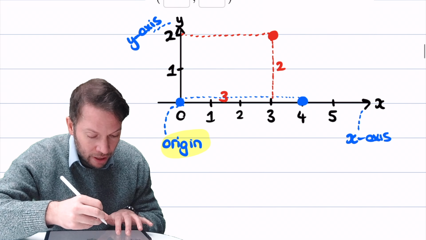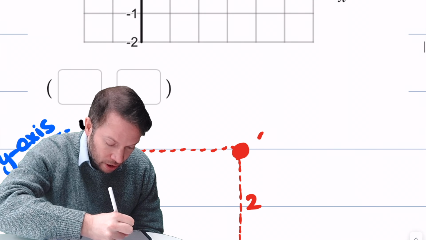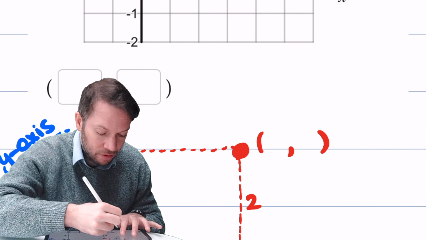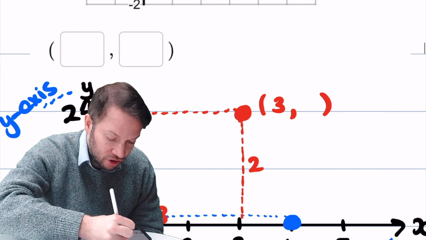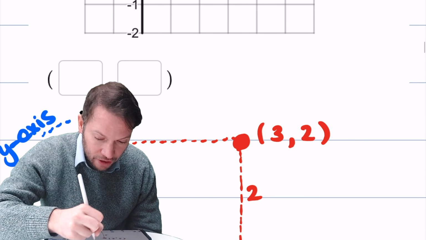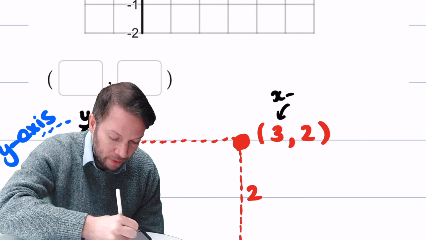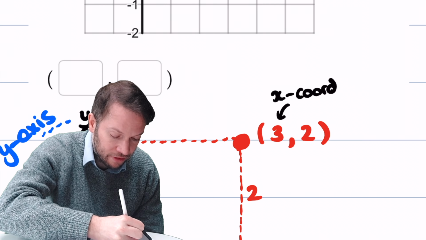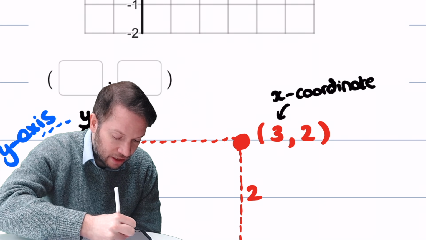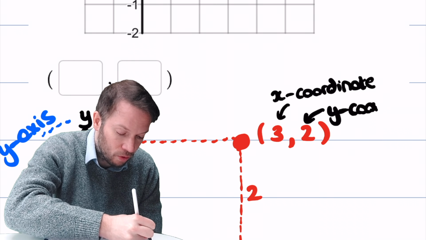And then the way we write the coordinates of this point is like this. We write brackets with a comma in the middle, and then we write 3, 2 like that. So the first number is known as the x coordinate, how far we've gone in the x direction, left and right, whereas the second number is how far we've moved in the y direction, so up or down.